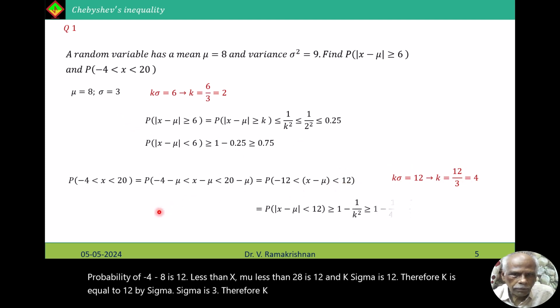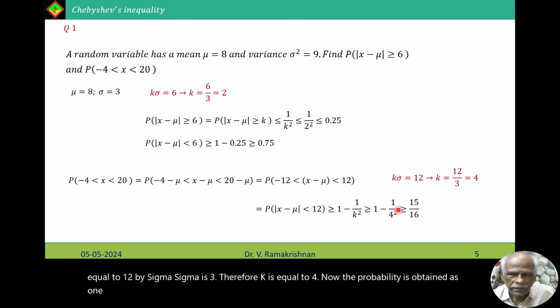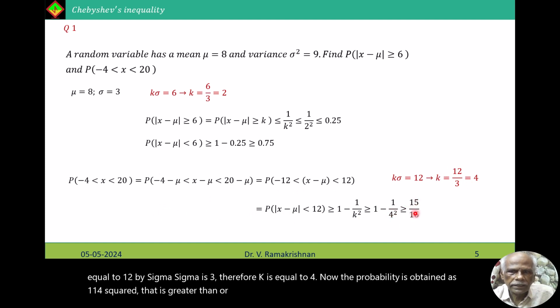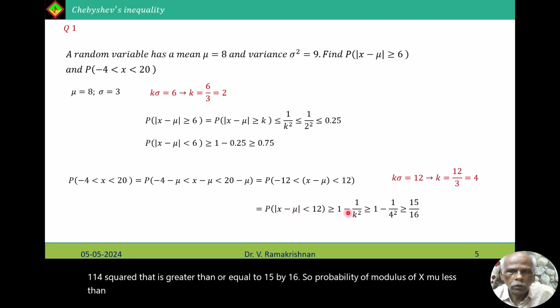Sigma is 3, therefore k is equal to 4. Now the probability is obtained as 1 minus 1 by 4 squared, that is greater than or equal to 15 by 16. So the probability of modulus of x minus mu less than 12 is greater than or equal to 1 minus 1 by 4 squared, that is greater than or equal to 15 by 16.